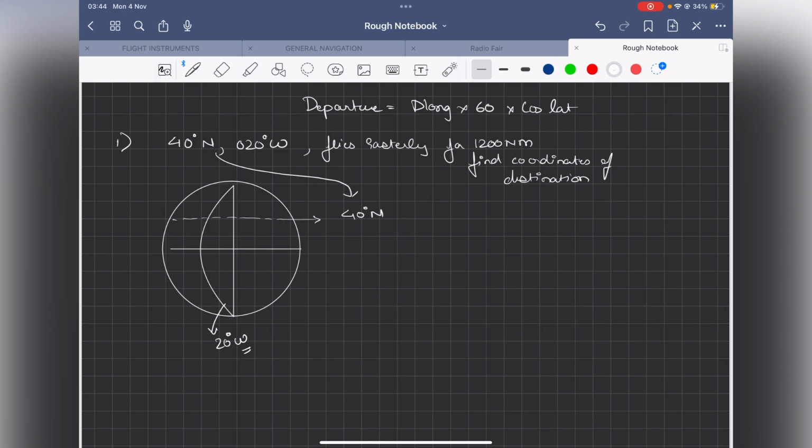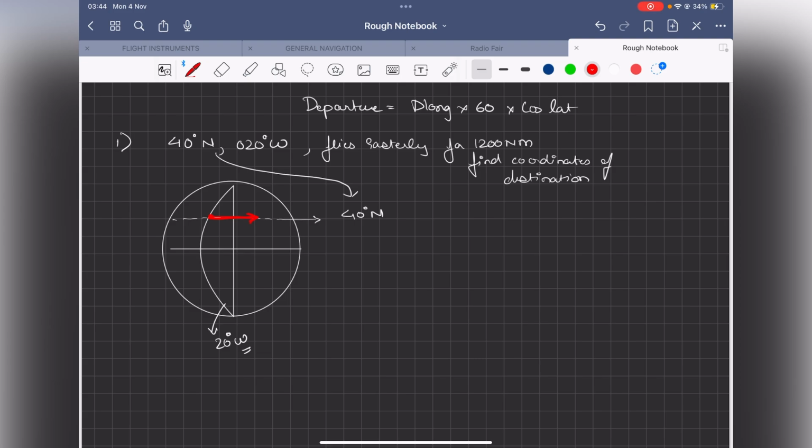And they tell me that I fly eastwards. So they tell me that I start from this point and I fly eastwards. Okay, east is this direction, right? West is this direction. North is this, south is this. So I still fly eastwards. Okay, I fly on a heading of 090.